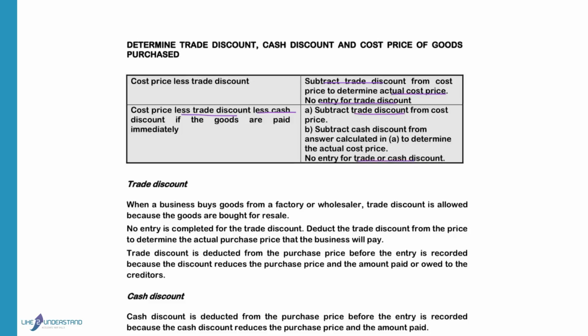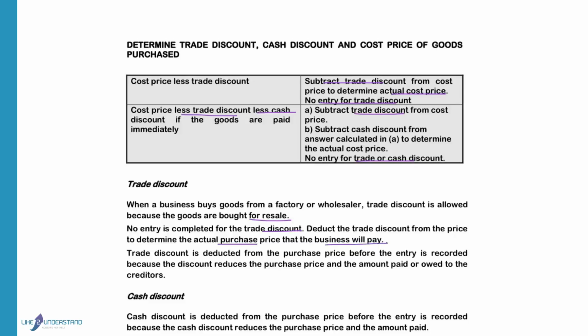When a business buys from a factory or wholesaler, trade discount is allowed because the goods are bought for the purpose of resale or because they want to increase their bulk sales. No entry is completed for trade discount. You deduct the trade discount from the price to determine your actual cost price, and that is the amount that the business will pay for the goods.